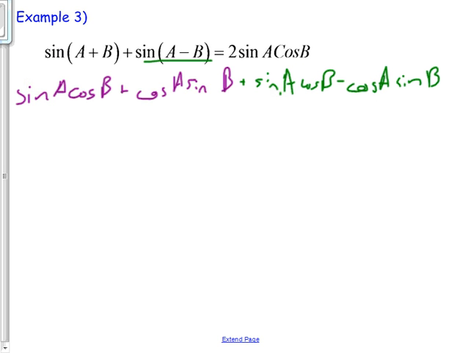So then, let's see if there's anything we can cancel. And here, that's positive cosine A sine of B. That's a negative cosine A sine of B, so those cancel. Add those two together and you have 2 sine of A cosine of B.